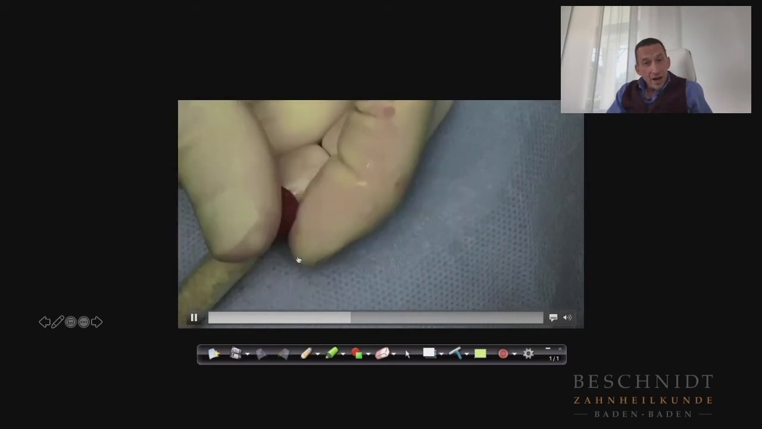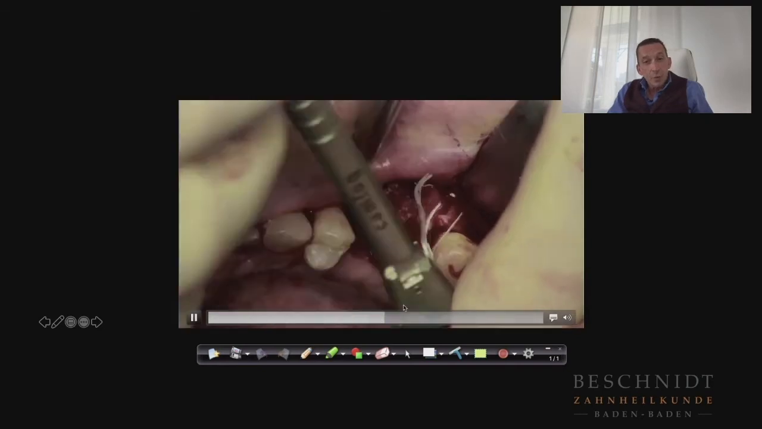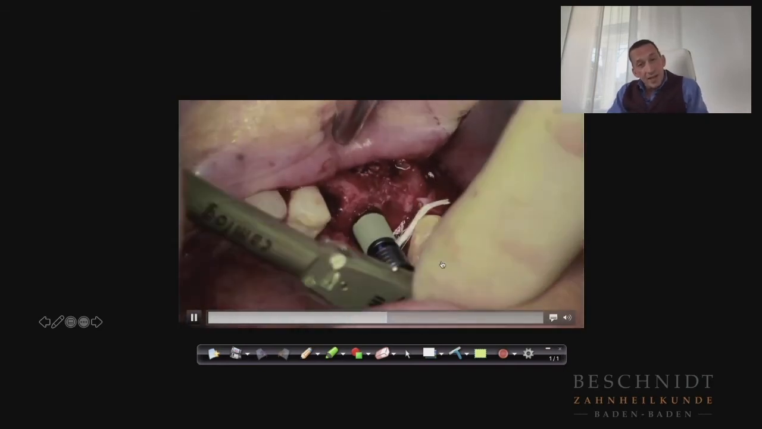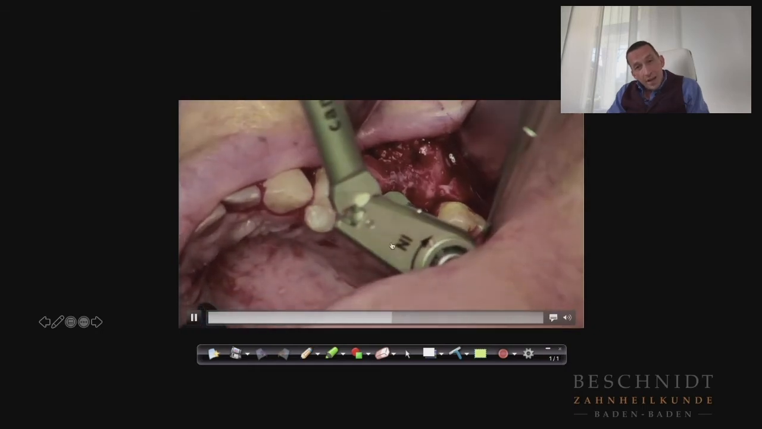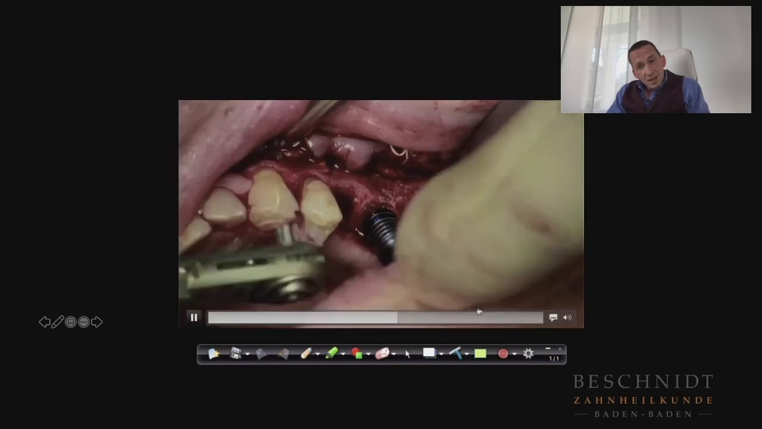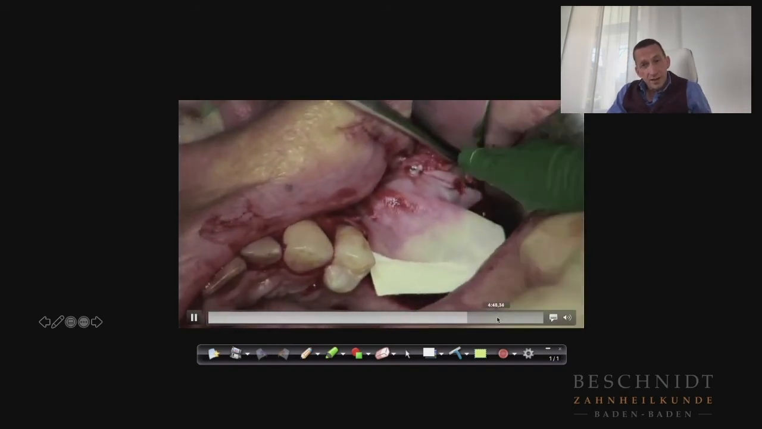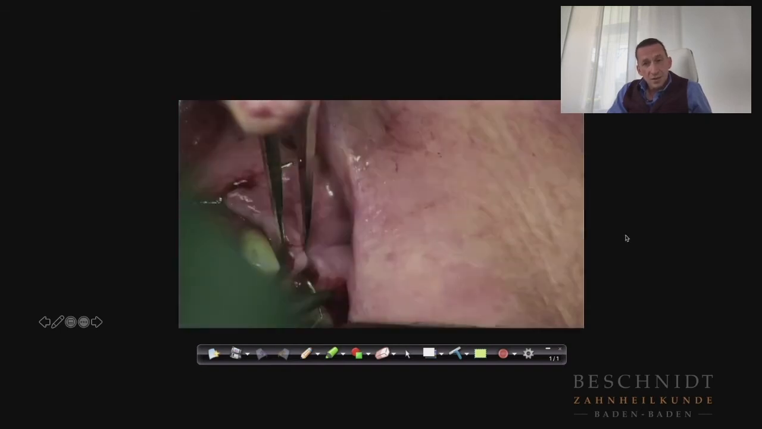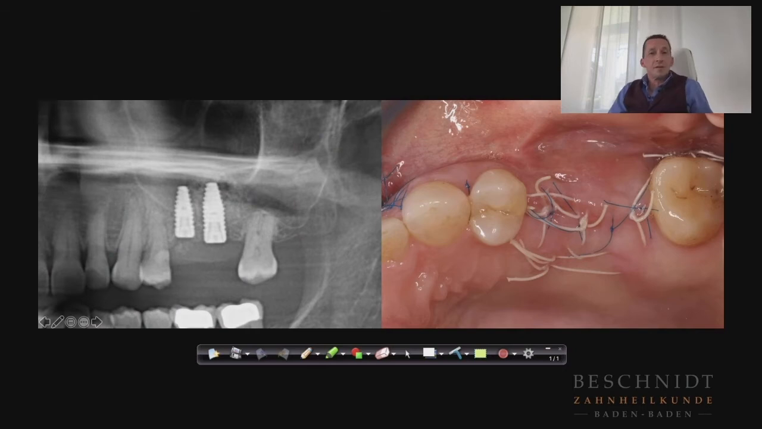With the PRF technique, we augment the sinus, and now we place the implants. And you see, with now only 2 millimeters of residual bone, we already have primary stability. So now both implants are placed, we close with the membrane, and we suture the flap. And here you see, this is after implant placement and external sinus grafting.